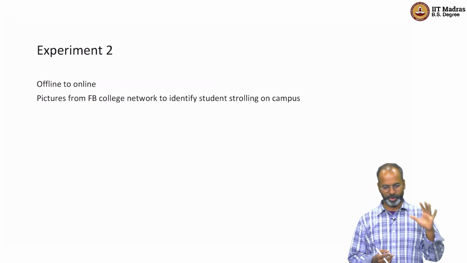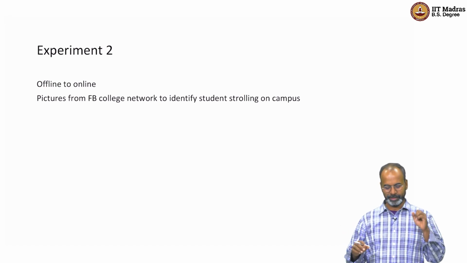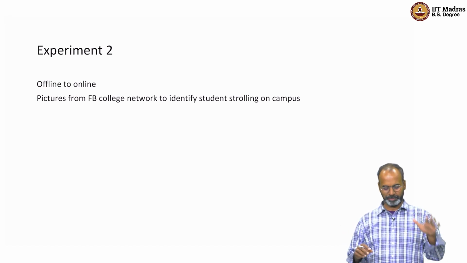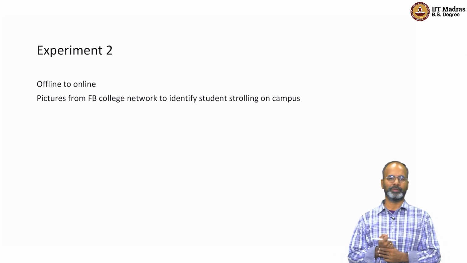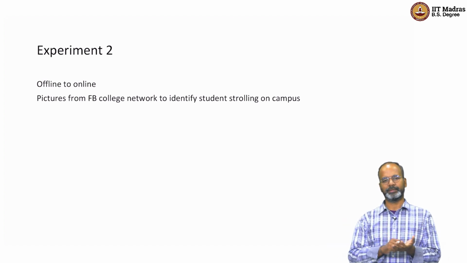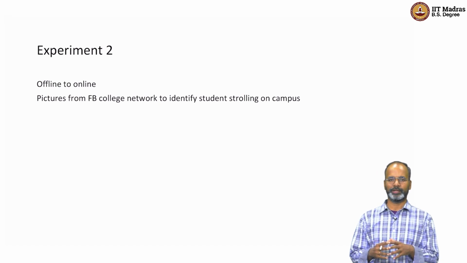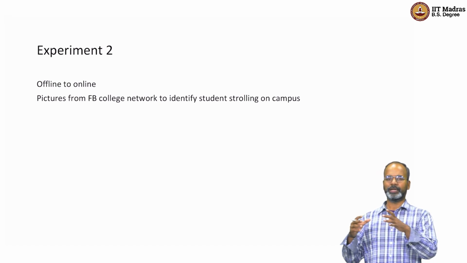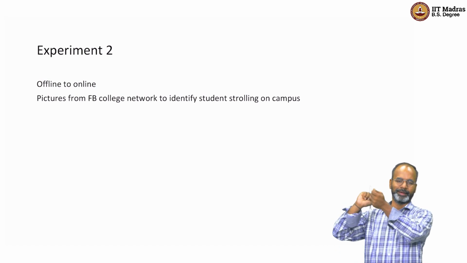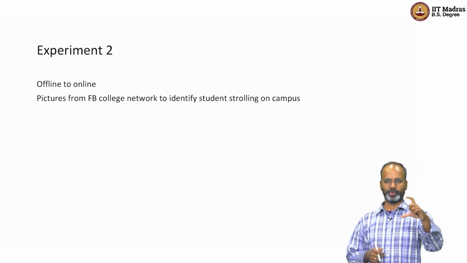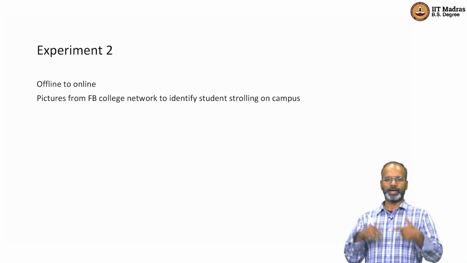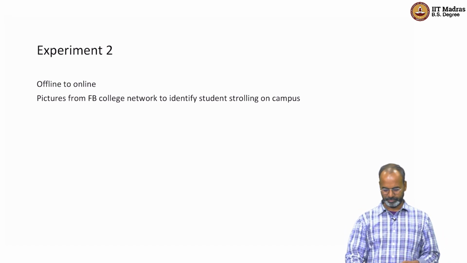Experiment 2, which is offline and online. What they did was they took the pictures from FB, but they actually got hold of people on the campus, asking them to fill a survey. And during the process, while they're filling the survey, they took the pictures and they did the back-end comparison of the picture taken from the user who's filling the survey and the Facebook pictures, and asked them whether it is them.